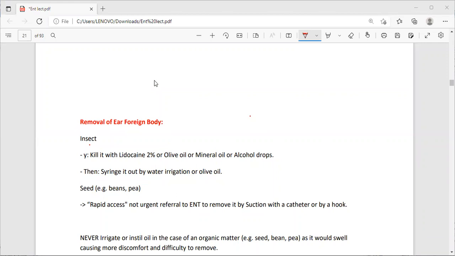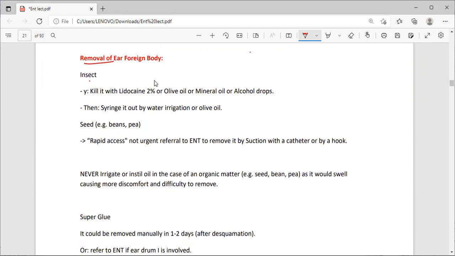Okay, the next thing is how to remove a foreign body. The first thing is you have to make sure that if it is an insect, you kill it with lidocaine 2% or olive oil or mineral oil or alcohol drops. Alcohol is not so preferred, so you should go for the olive oil, mineral oil, or lidocaine. Then strain it out by water irrigation or olive oil. You have to make sure that it doesn't damage the tympanic membrane.